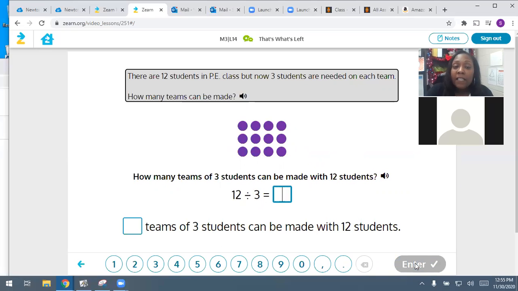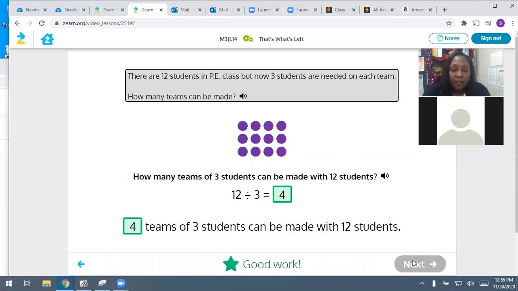Now, how many teams of 3 students can be made with 12 students? Now look at this. We have the team of 3 students. How many groups can be made? 4. Look at that. 1 group, 2 groups, 3 groups, 4 groups. So 4 teams of 3 students can be made with 12 students.